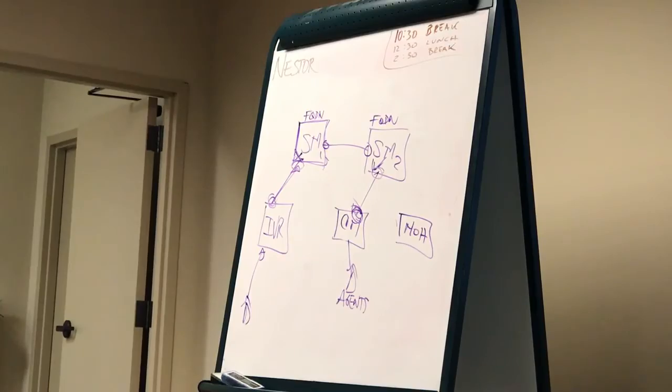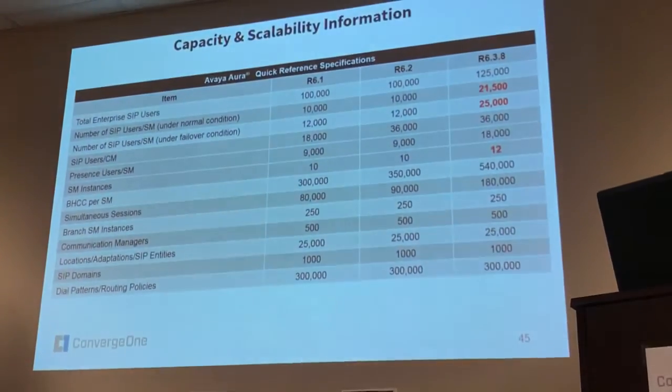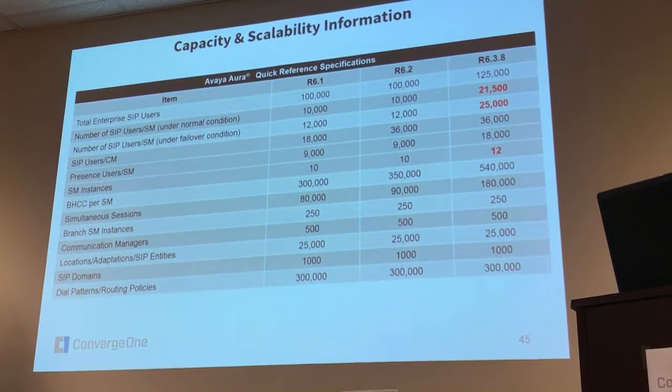Capacity. This is capacity related to the system, actually to session manager. Total amount of users. This is 6.3, and 7 is different. Total enterprise SIP users: in this release, up to 125,000. In 7 it's actually double, 250,000 users. Number of SIP users per session manager, this is still the same, 21,500. SIP users per CM, 36,000 users per CM.